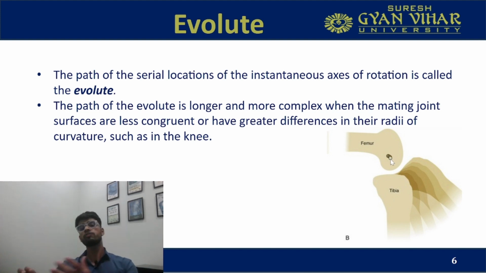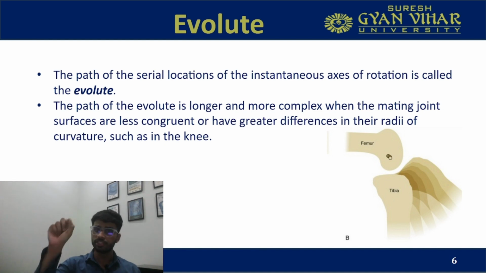So there are a lot of circles which are present for specific movements of the joint. Whenever you draw a path connecting all these axes, this will be defined as an evolute. So this is the path of the locations of the instantaneous axis of rotation. There are many instantaneous axes of rotation. If you make a path of this instantaneous axis of rotation, this will be called an evolute.